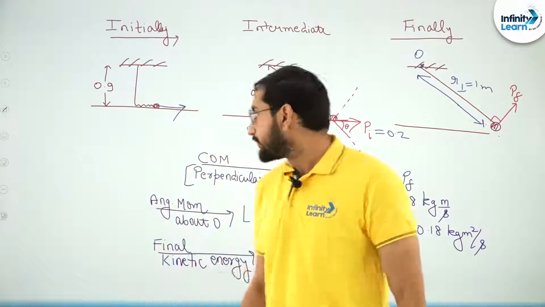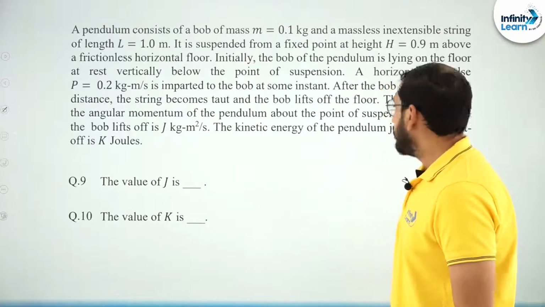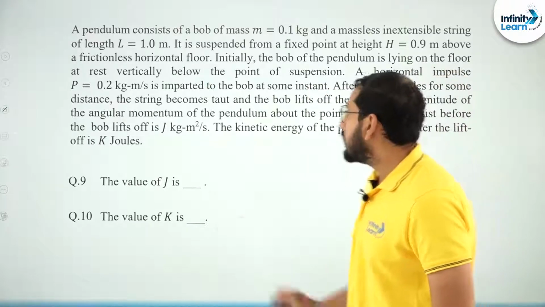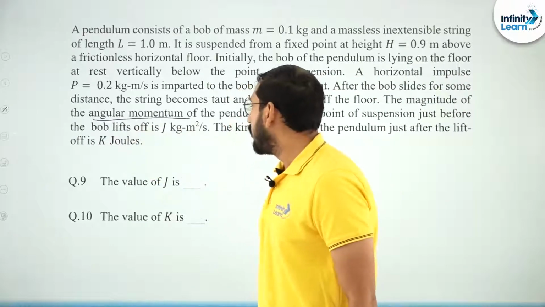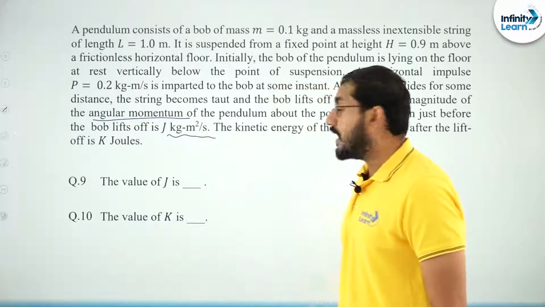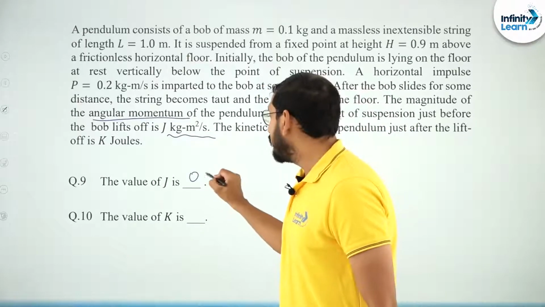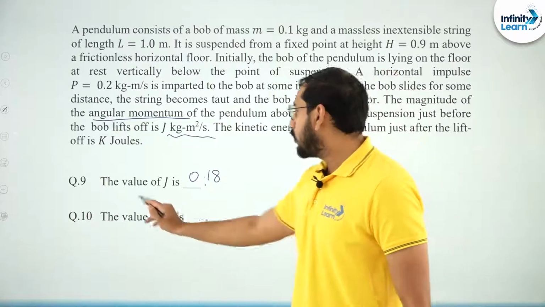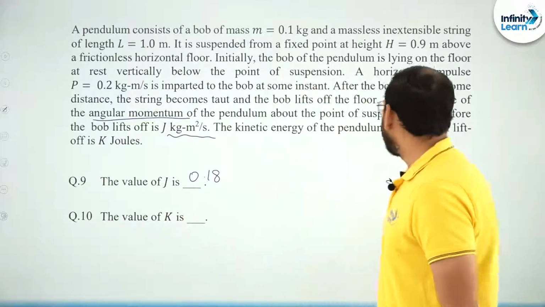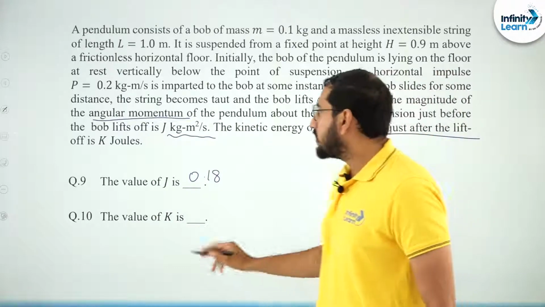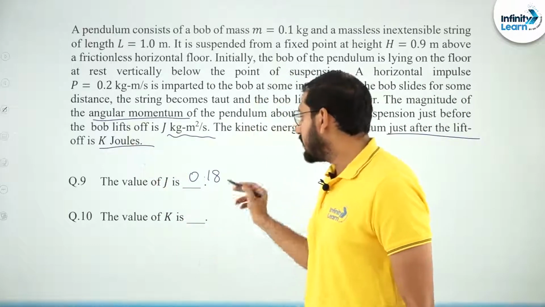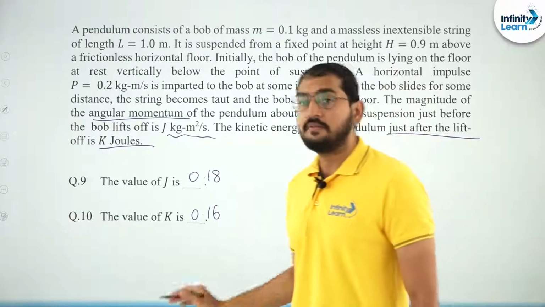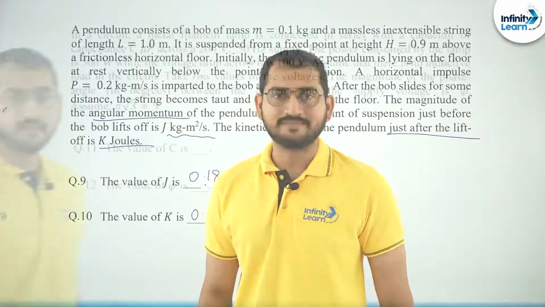So in the question, if you will see, two values they have asked. What are those two values? First, they have asked what is the angular momentum in this particular unit. So that angular momentum we have calculated as 0.18. We have to report our answer in 2 decimal places only. And in question number 10th, we need to find out that just after the lift off, what is the kinetic energy, K joule, right? So that kinetic energy also we have to report in 2 decimal places. So these will be my answer to this question.